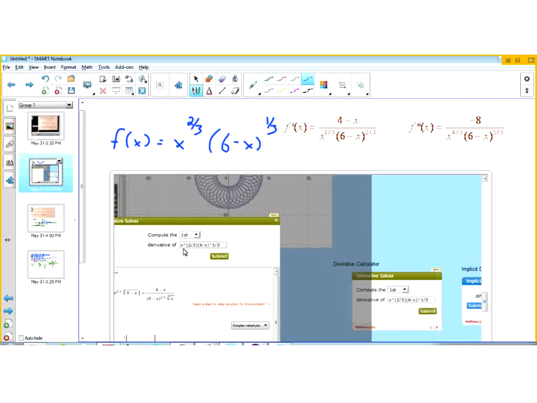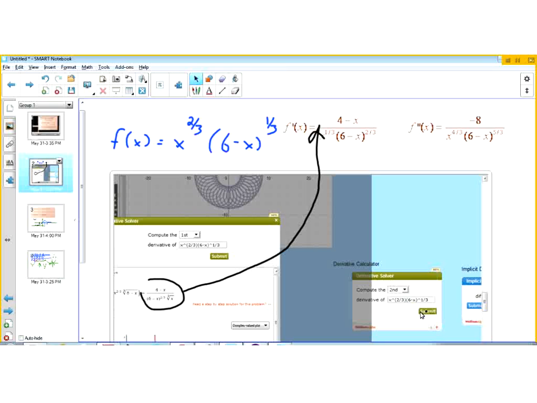So they say 4 minus x times 6 minus x. So here it is right here. It's a little bit hard to read, but right here. So yeah, that agrees with what they have. All right, so you can use this derivative solver to solve complex derivatives if you're in a hurry.